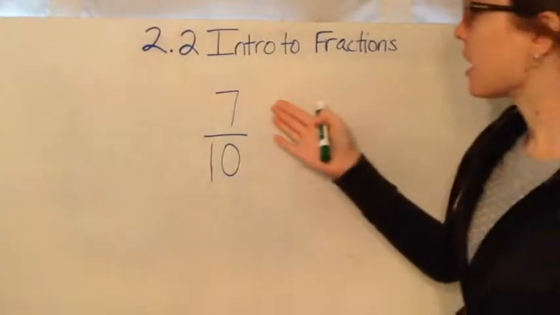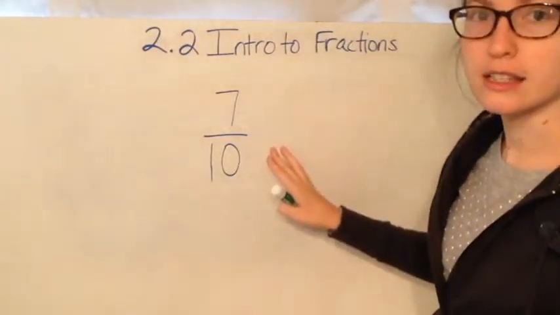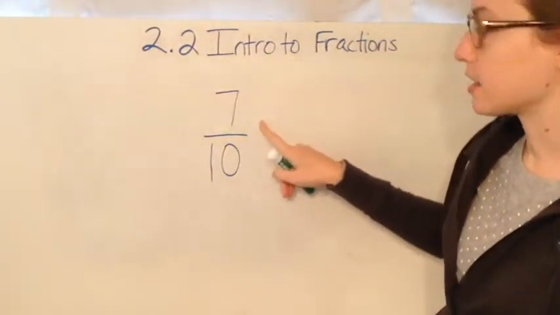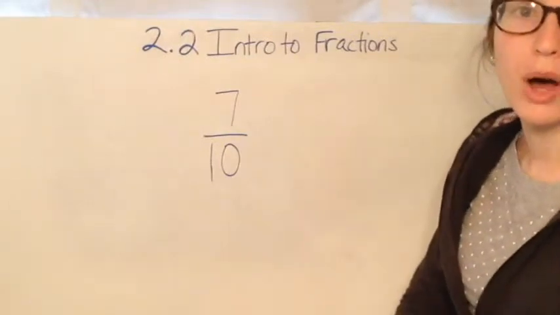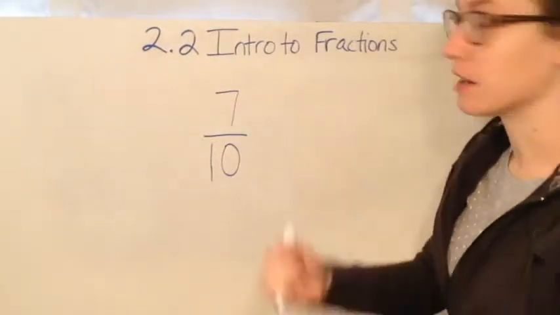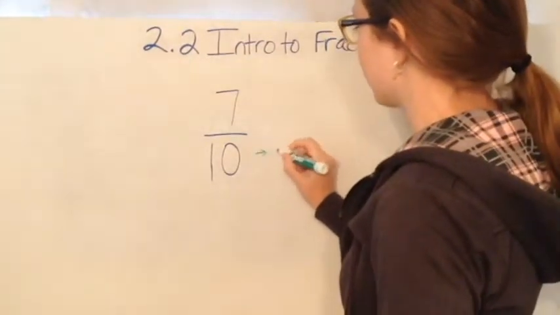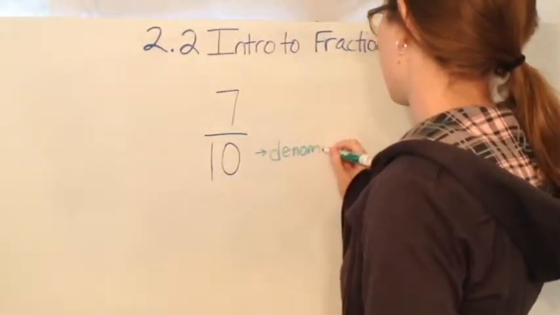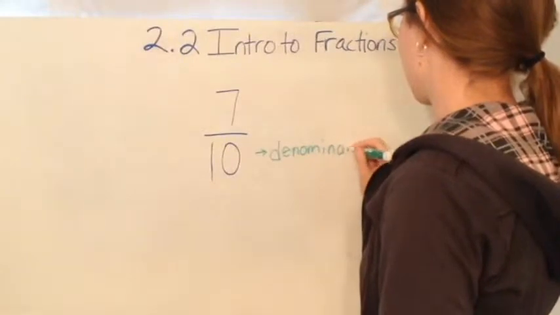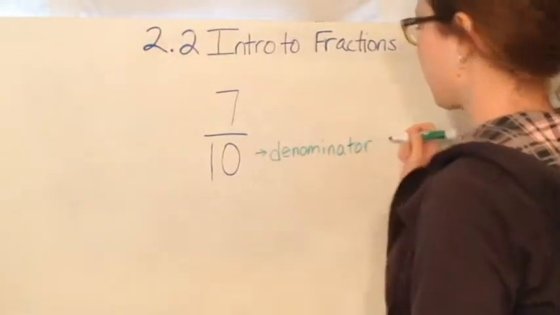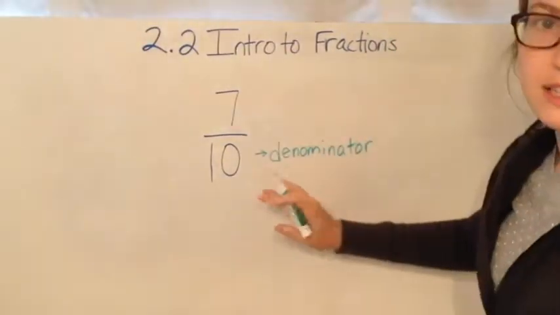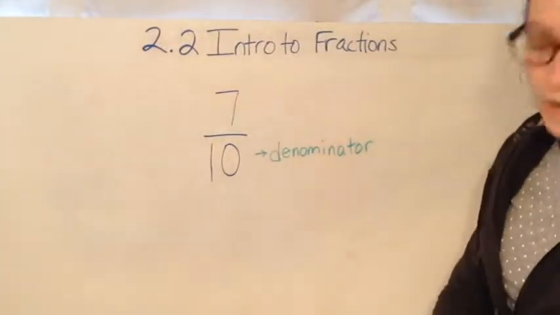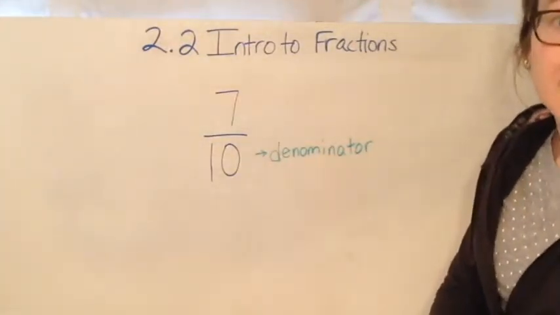So a fraction is something that looks like this. It has two parts, a top part and a bottom part. The bottom part is called the denominator. You can spell that like this. Okay? The denominator is the number of pieces we cut a whole thing into.